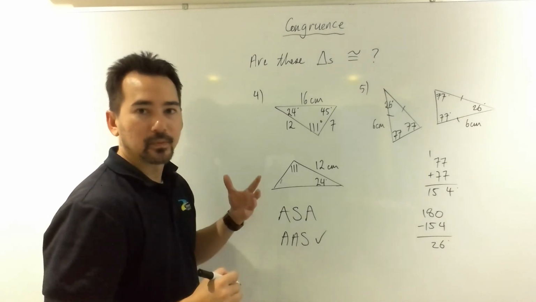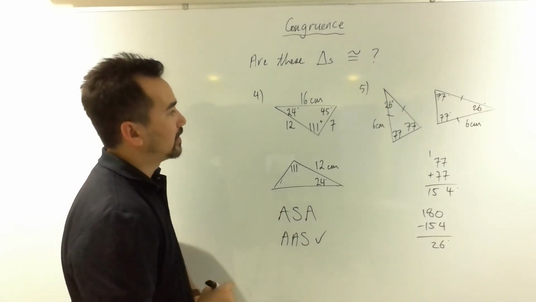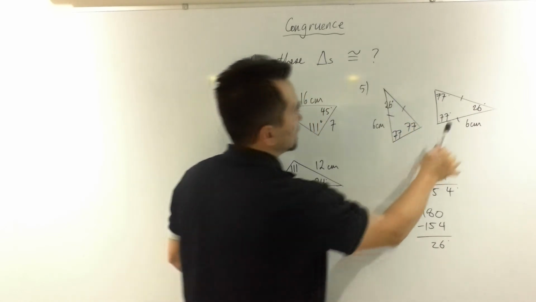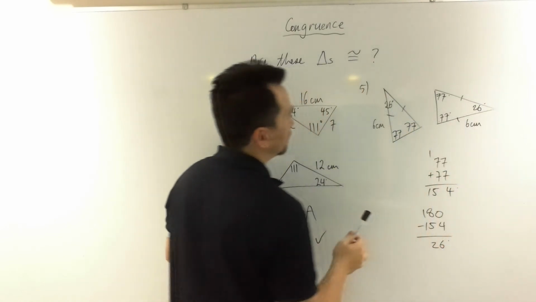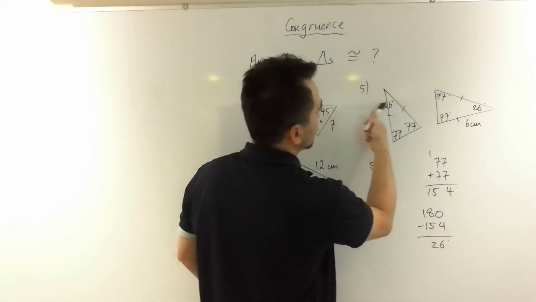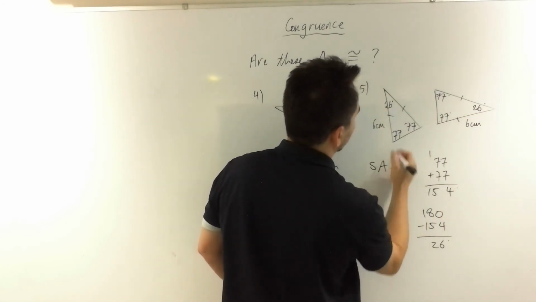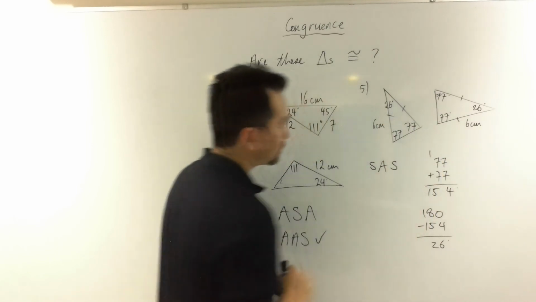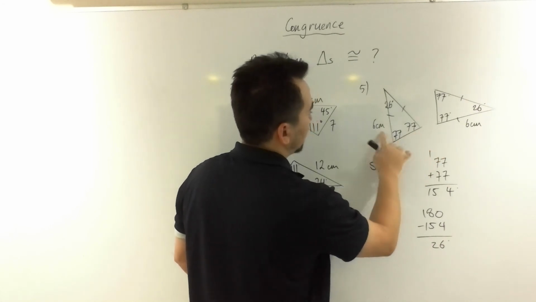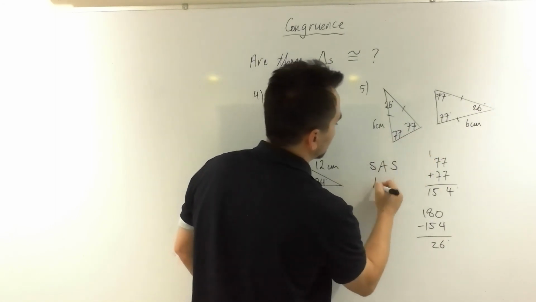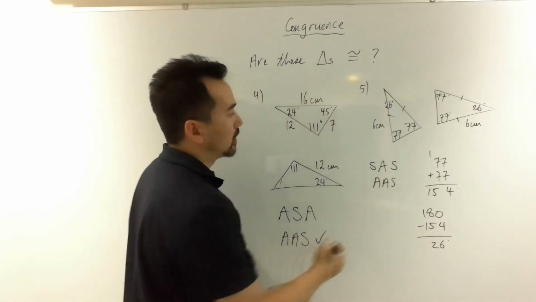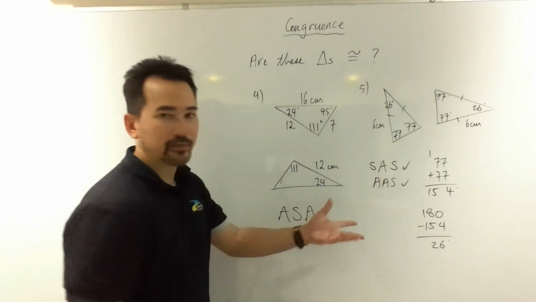Right. Which rule can I use now? I've got a side, an angle, side, angle, side. Look at that. I've got the S for side, angle for 26, and I've got another side there as well. Actually, I could also use double A S. Double A S. That would also work as well. Double A and an S. So I could have solved it two different ways for that one.